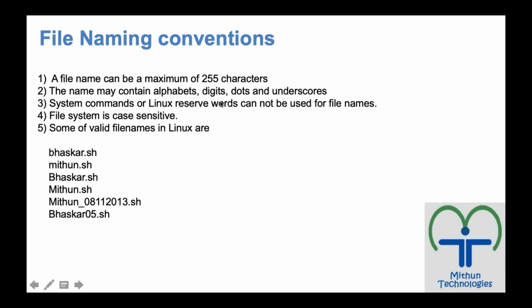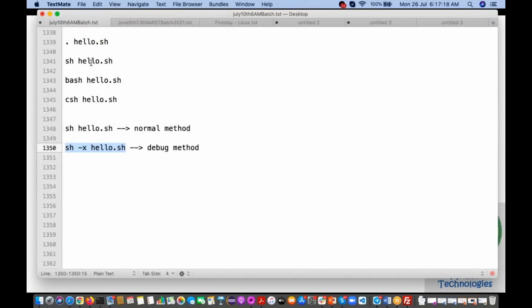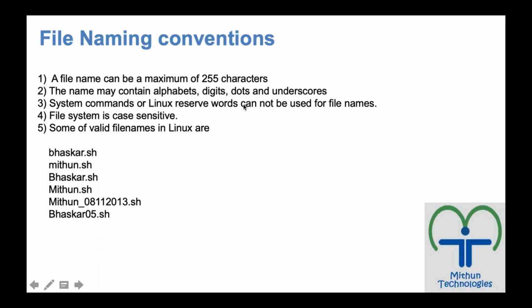So the next topic is file naming conventions. When you are creating a shell script, in the last example we have given the shell script name as hello.sh. Here, if you see, how many characters are there in total? 8 characters are there: hello is 5, dot 6, s 7, h 8. So like that, the file name you can give up to 255 characters. A file name can be a maximum of 255 characters.